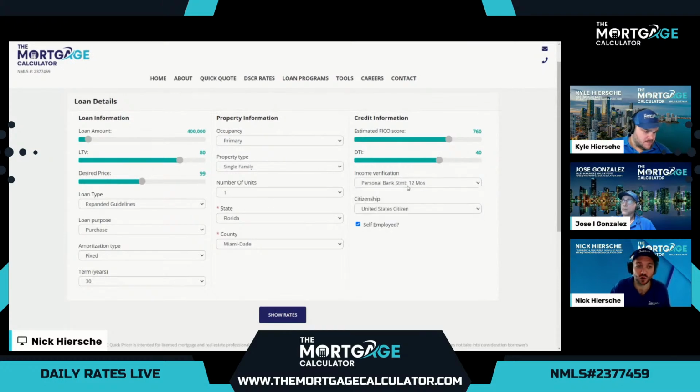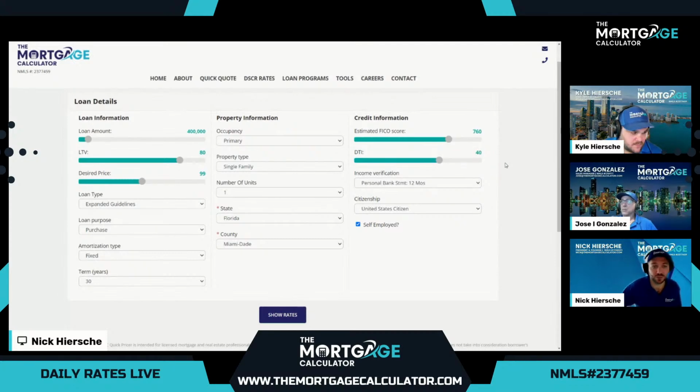We're going to grab 12 months of bank statements. We're going to analyze those and determine their actual debt to income ratio using those 12 bank statements rather than tax returns. So typically our customers qualify for a lot more monthly income and therefore a much higher loan payment and a much higher loan amount.